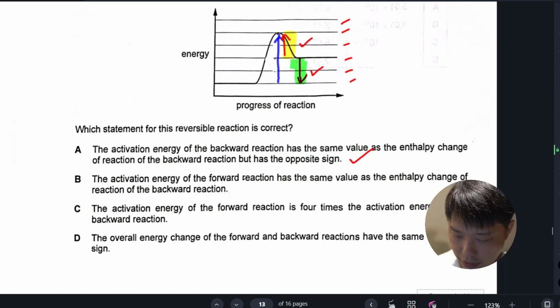So A is correct. For B, the activation energy of the forward reaction, which is the blue arrow, has the same value as the enthalpy change of the backward reaction, which is the green highlighted. It is not correct.